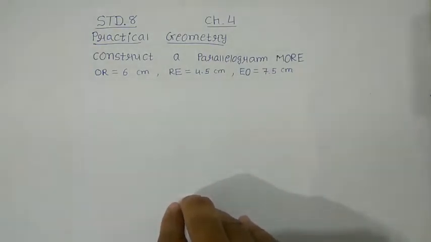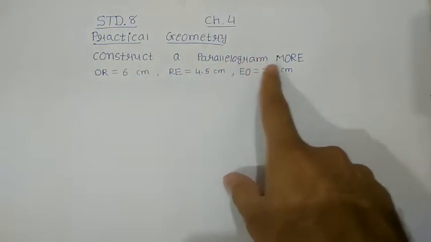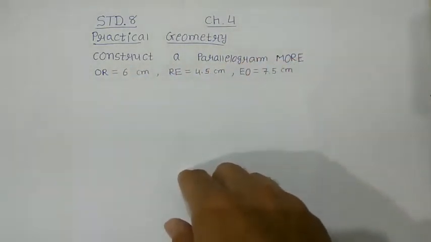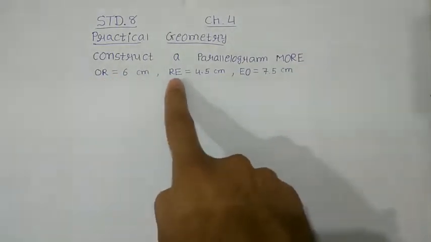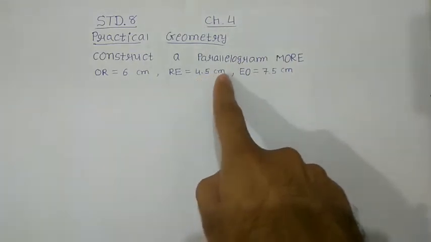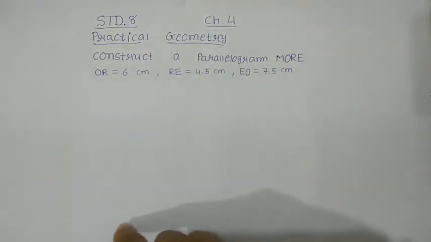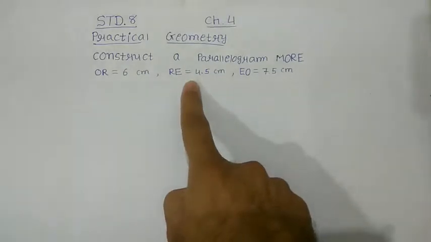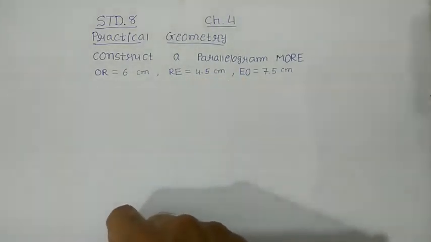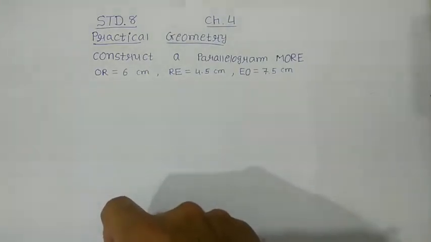Here we have to construct a parallelogram MORE, in which OR is equal to 6 centimeter, RE is equal to 4.5 centimeter, and EO is equal to 7.5 centimeter. Now you may wonder why only 3 measurements are given, right?